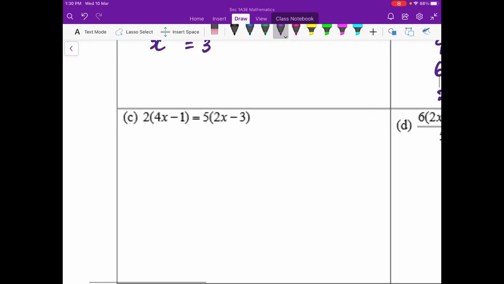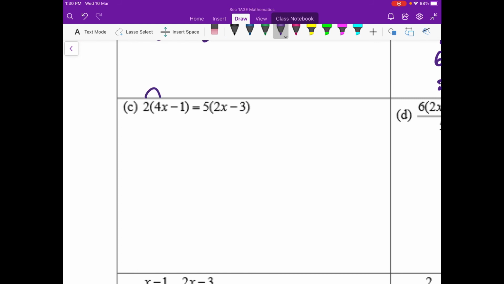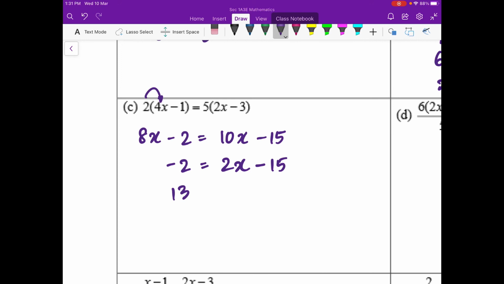Part C. First step is to expand. So 8x minus 2. 10x minus 15. Check your sign. And what do we do on both sides? Minus 8x, okay. So left with negative 2, 2x left, minus 15. And what do we do after this? I don't want the negative 15. Plus 15. So 15 minus 2, that's 13. That is 2x. So x will be 13 over 2.